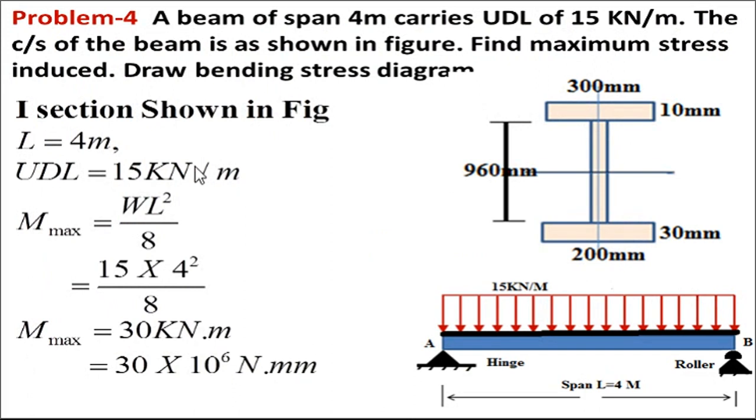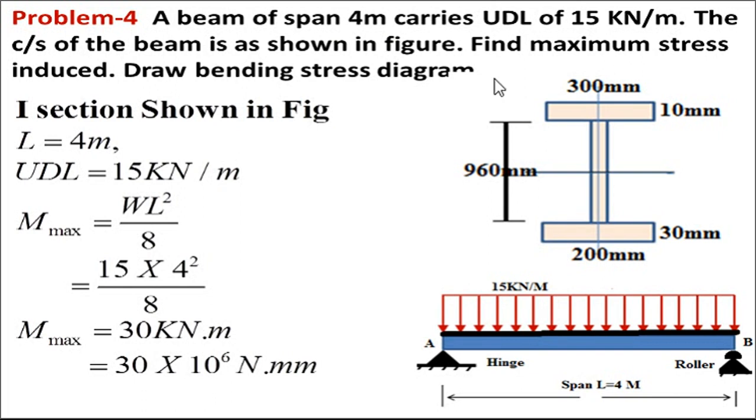Now see this problem number 4. A beam of span 4 meter carries a UDL of 15 kilonewton per meter, and the cross section of the beam is shown in the figure. Find the maximum stress induced, and draw the bending stress diagram.